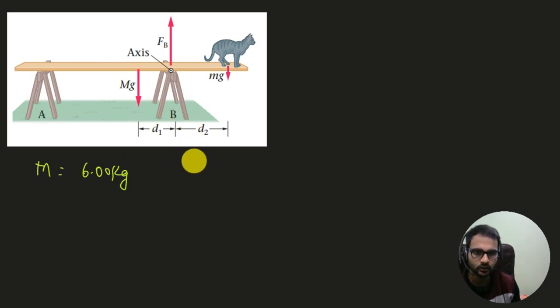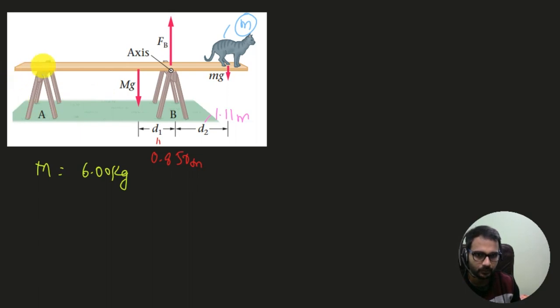Now the center of mass of the plank is at a distance D1, and this D1 is given to be 0.850 meter, right? Now we need to find that when the cat is at a distance D2, and this D2 is given to be 1.11 meter to the right of the sawhorse B, the plank just begins to tip, and our task is to find the mass of the cat. This mass is what we need to find. Okay, so we can use the same two equations that we considered earlier.